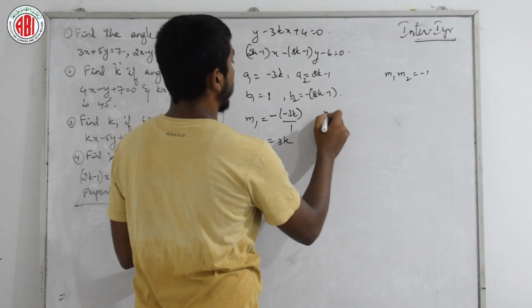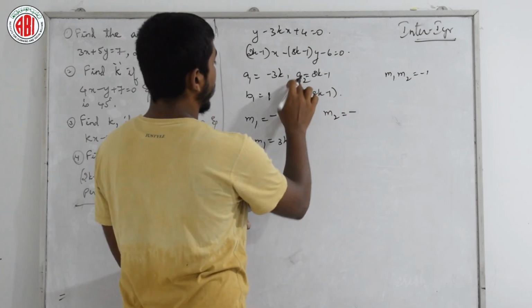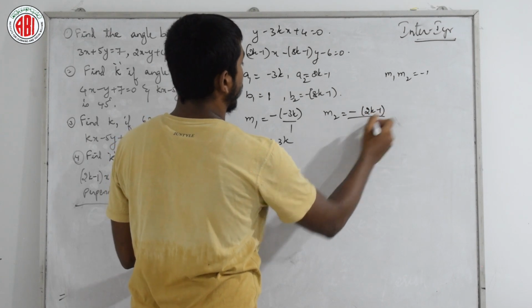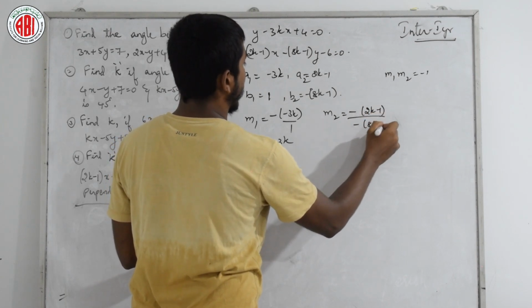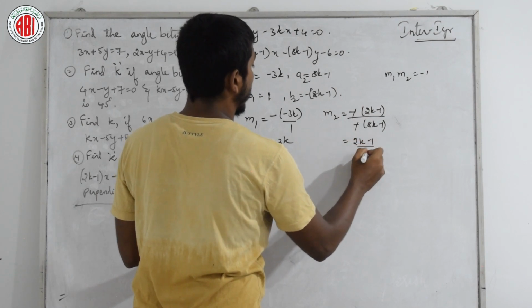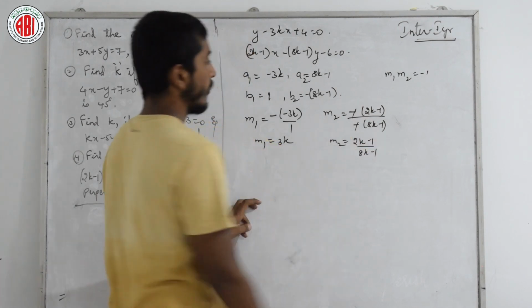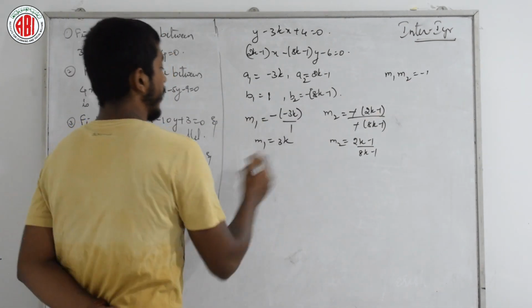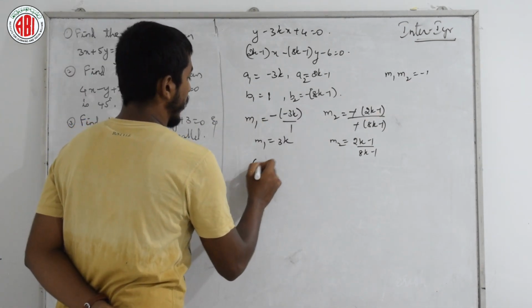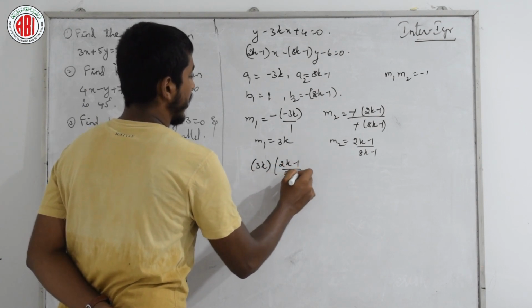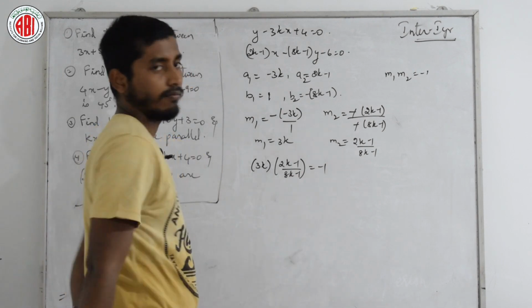Similarly, let us find m2. Minus of x coefficient by y coefficient, that is 2k minus 1 by minus of 8k minus 1. Both minus signs get cancelled, we will get 2k minus 1 by 8k minus 1. This is m2. Clearly they mentioned that m1 m2 is equal to minus 1. Let us multiply these both. 3k into (2k minus 1) by (8k minus 1) is equal to minus 1.